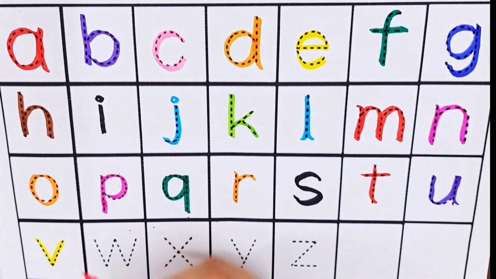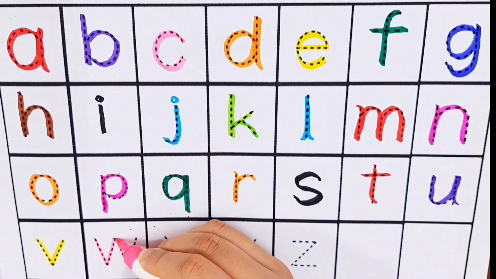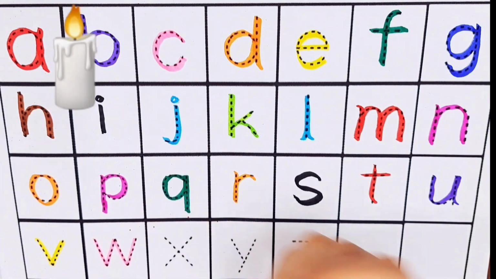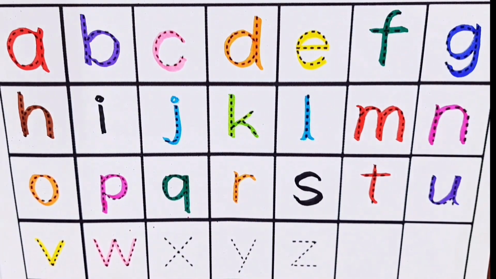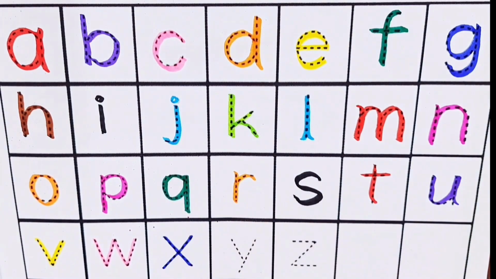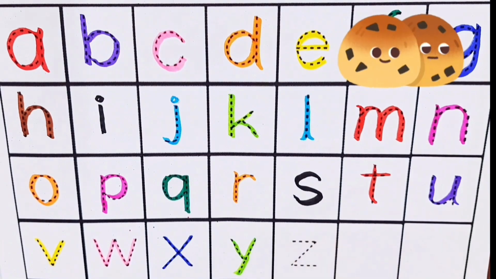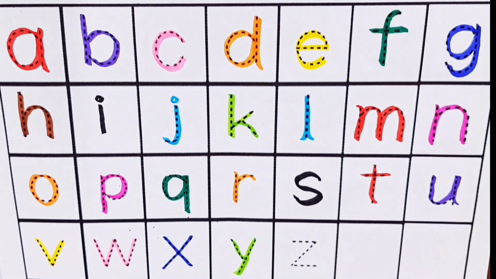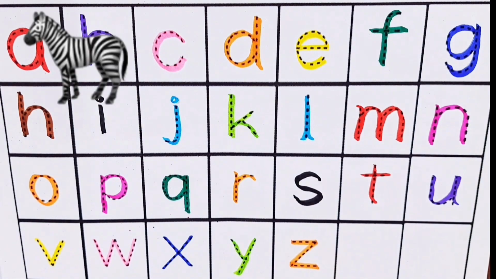Pink color. W. W for wax. Dark blue color. X. X for xylophone. Light green color. Y. Y for yum. Orange color. Z. Z for zebra.